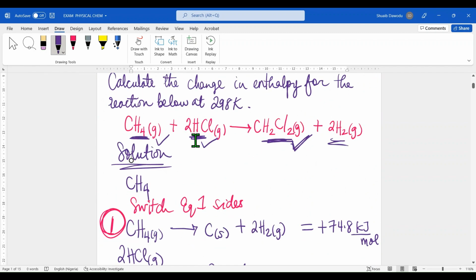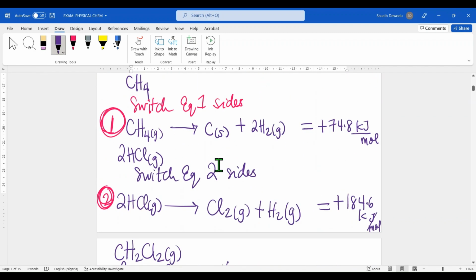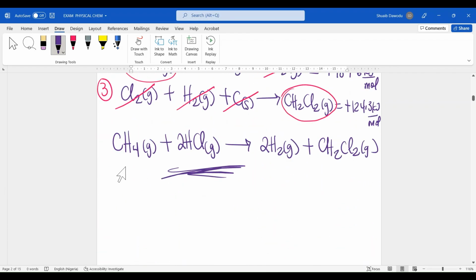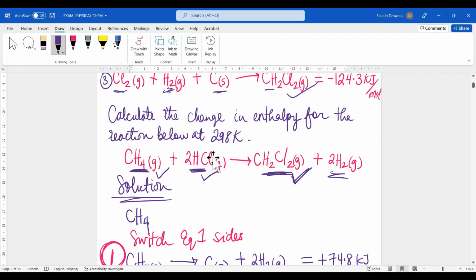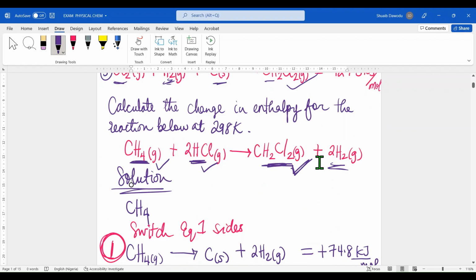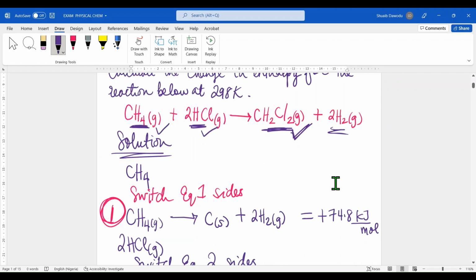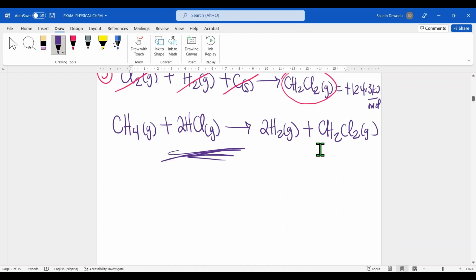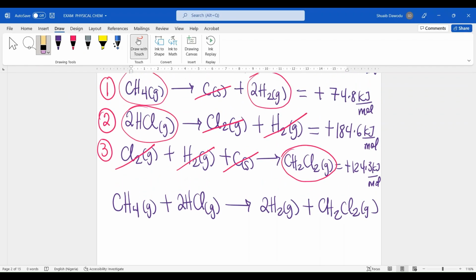So we have CH4 and 2HCl on the reactant side. Let's see if that matches. Okay, we have CH4 and 2HCl on the reactant side. Perfect. Then we have CH2Cl2 gas on the right side and 2H2 on the right side. Oh, perfect. So when we do that, all we have to do is simply add up our enthalpy of reaction values.